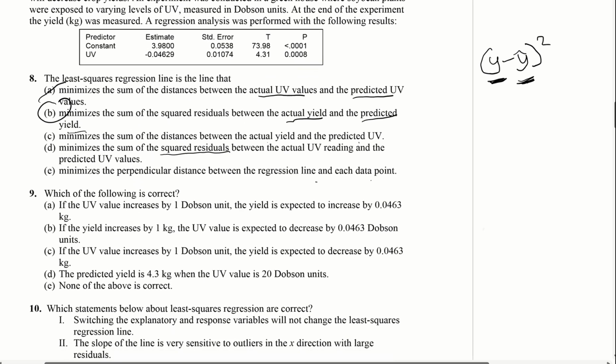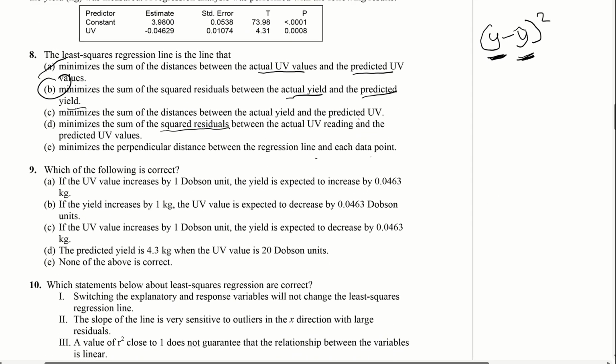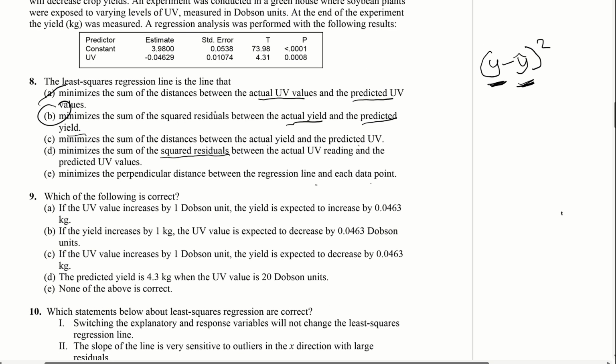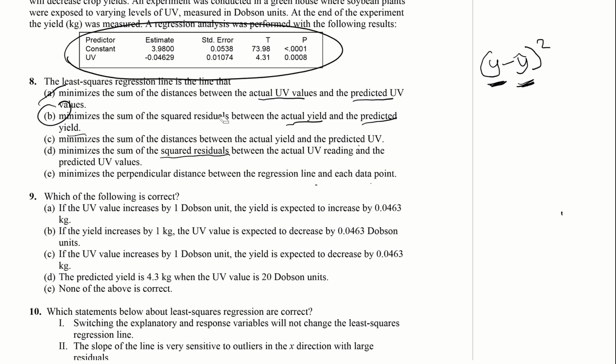Which of the following is correct? If the UV value increases by 1 Dobson unit, the yield is expected to increase by 0.0463 kilograms. So let's take a look. Based on this, what does the regression line tell us? Well, according to this, the estimate for the constant, that's your A, and the UV value is your B. Okay, so y hat equals A plus bx.